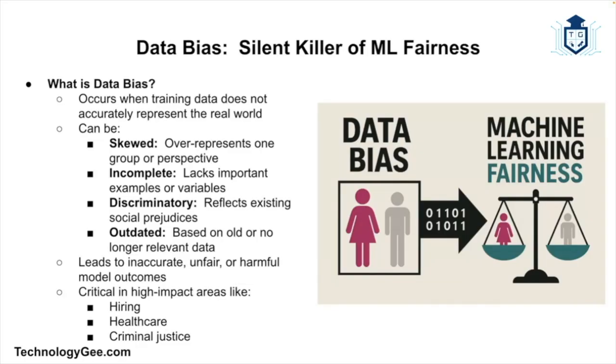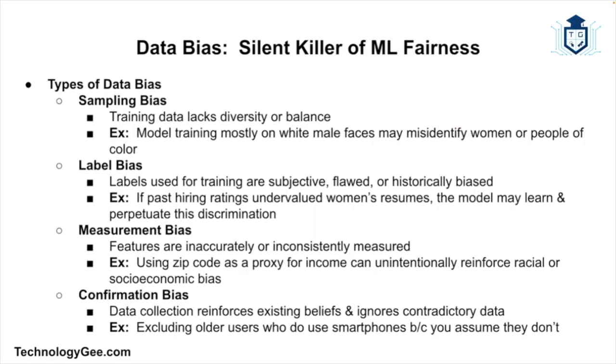And bias in data can lead to bias in decisions. And when machine learning is used in areas like hiring, healthcare, or criminal justice, the consequences can be serious. And here are some types of data bias. The first one is called sampling bias. This is when your training data doesn't reflect the diversity of the actual population. So for example, if you train a facial recognition model on mostly white male faces, it will struggle to identify women and people of color.